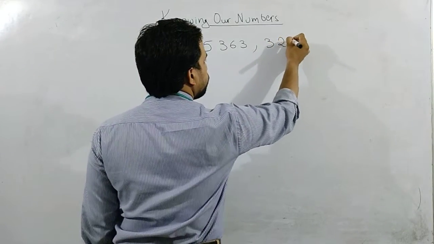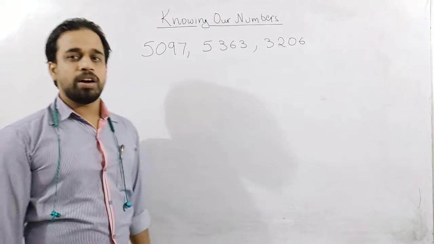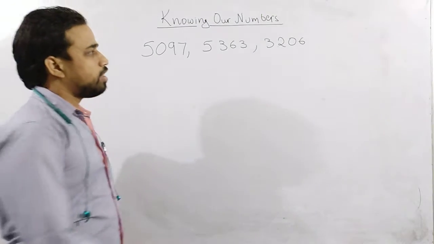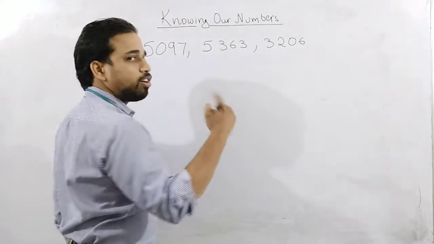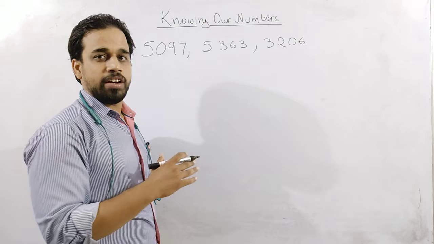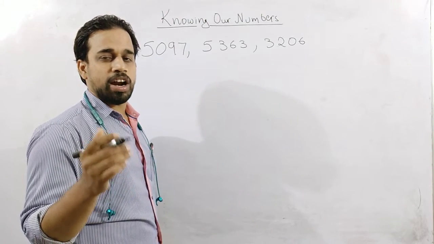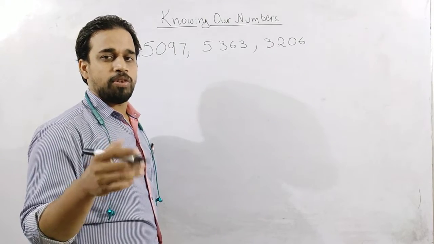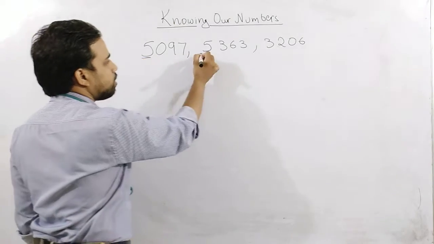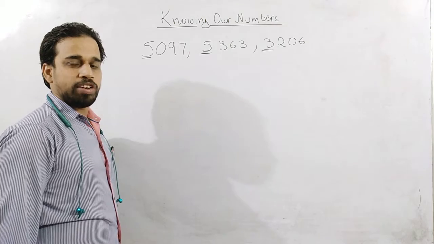3, 2, 0, 6. If we have to find out the greatest number among these three, we will see that on the thousand position, we will always start from where? From our left hand side. Repeat after me. If we have to find the greatest number, we will always start from the left hand side. And if we go from the left hand side, 5, 5 and 3. So which number is the greatest?